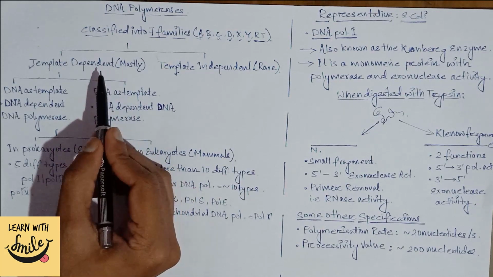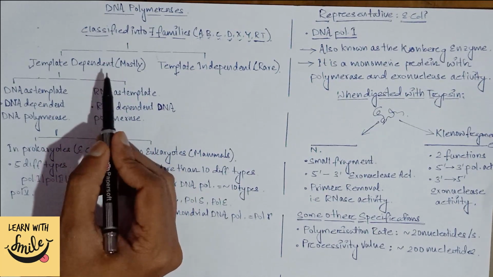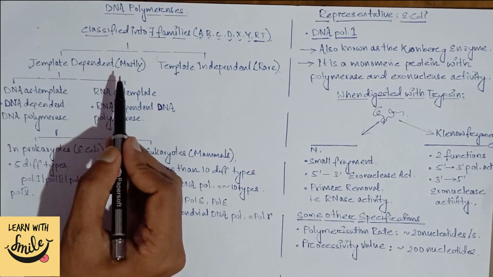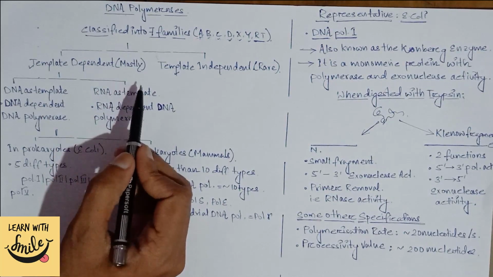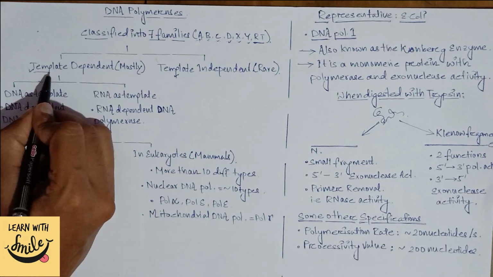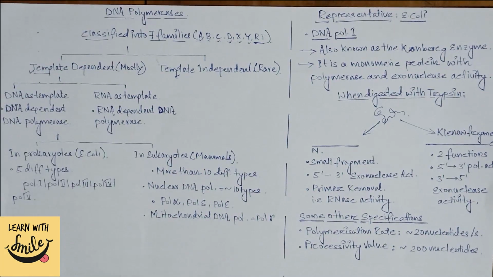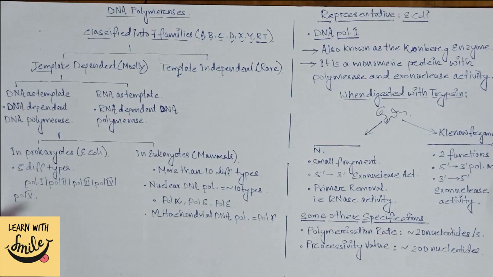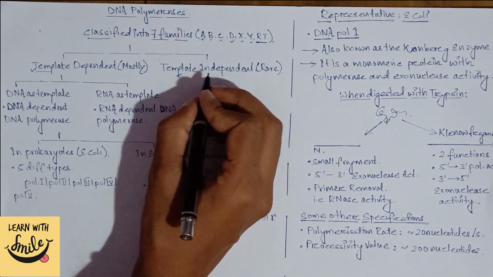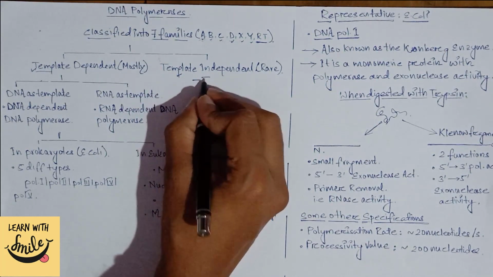Now, the parental strand, which acts as the reference point for the DNA polymerase to actively perform its function of polymerizing the newly synthesized strand of DNA, is known as the template strand. So most of the DNA polymerases are template dependent, and very few are template independent. One example of a template independent DNA polymerase is the terminal transferase.